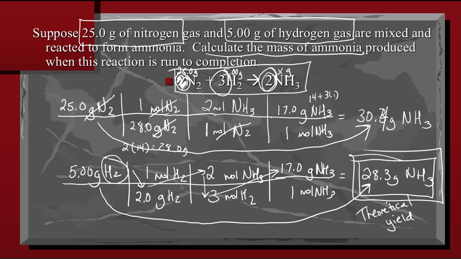This one is going to be called the limiting reactant, the LR, because once that reactant is gone, what happens to the reaction? It stops. This one is called in excess. In excess, because you have a lot of it.